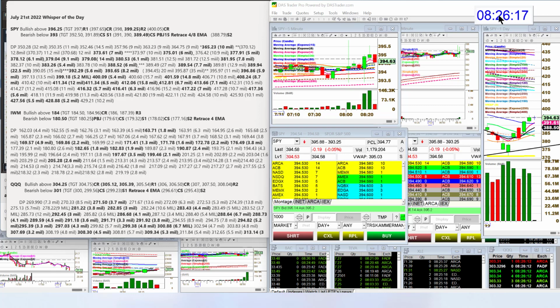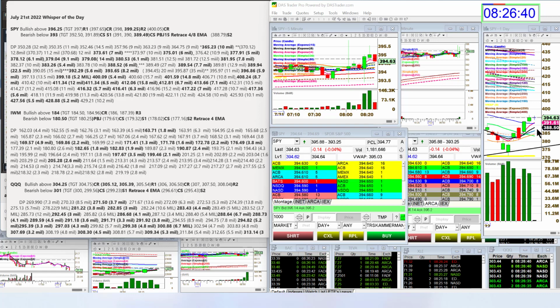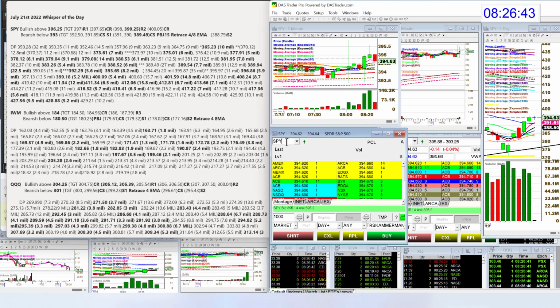We are in the midst of earning season, and the SPY has been just moving on up every single day now. Can it continue? Well, we're going to be bullish above 396.25, and we're going to be bearish below 393.48. Retracement trade back down to the 4 or the 8 EMA. We'll see which way she wants to go.